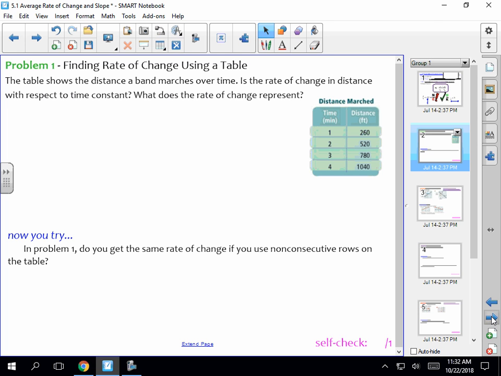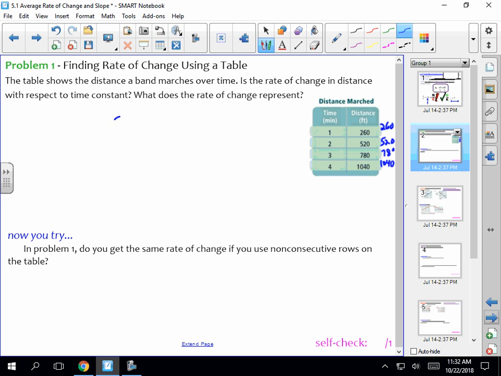So go ahead and fill it in. It's 260, 520, 780, 1040. But what you should notice is it's going up by 260 each time. So we know it's a linear equation.